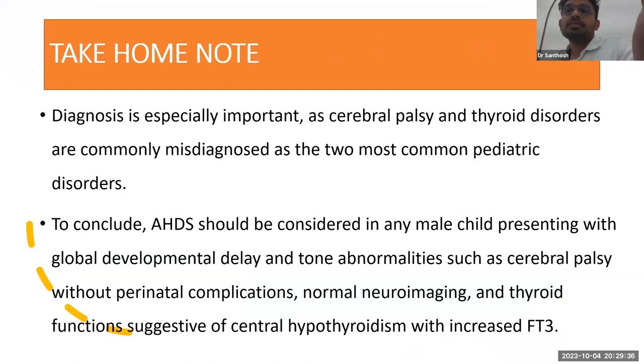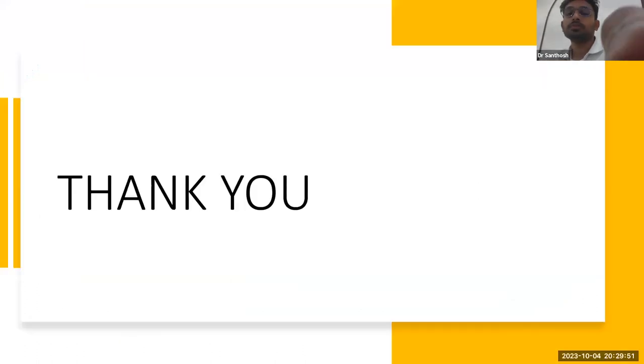Allan-Herndon-Dudley syndrome should be considered as a differential in any male presenting with GDD with tone abnormalities, phenotypically like cerebral palsy, without perinatal complications, with normal neuroimaging, and thyroid function suggestive of central hypothyroidism with increased free T3. Thank you so much.